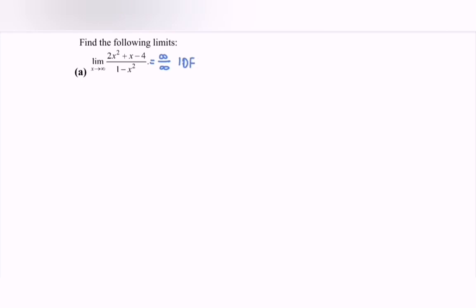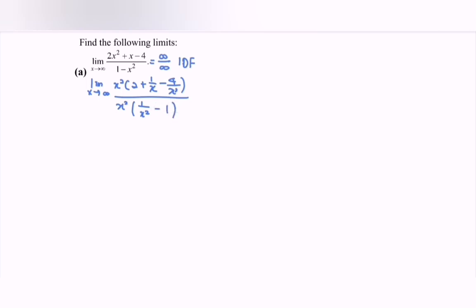So what we have to do is divide the numerator and the denominator by the highest power of x in the denominator. Here we have x squared in the denominator, so kindly factor out the x squared. The limit as x approaches positive infinity, we factor out the x squared, where we have 2 plus 1 over x minus 4 over x squared, over x squared times (1 over x squared minus 1).